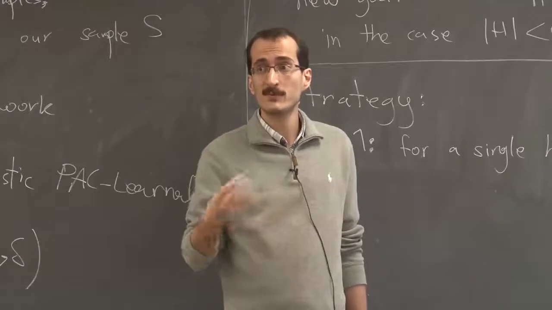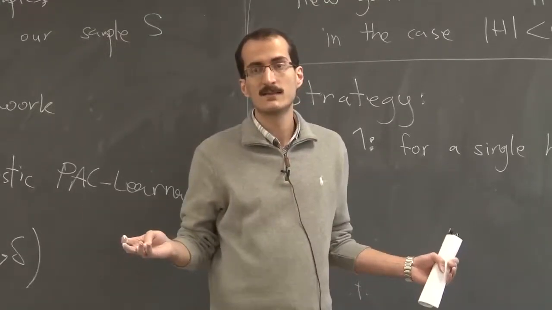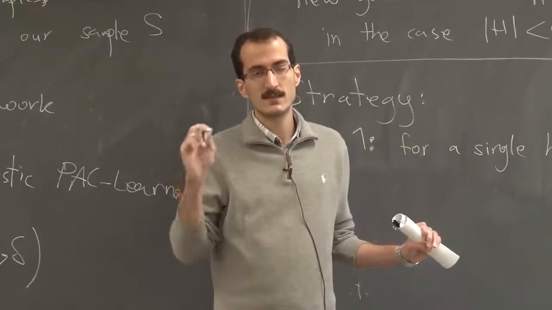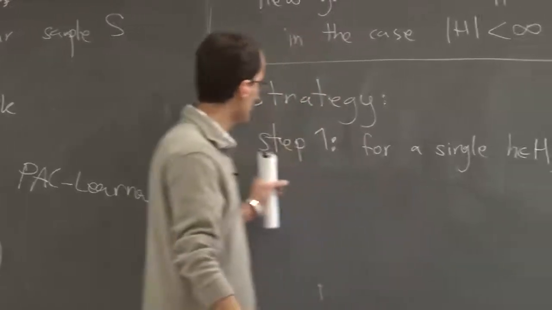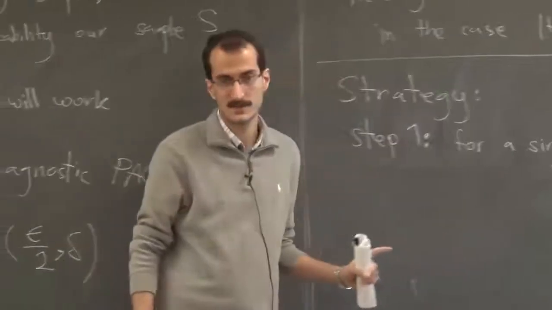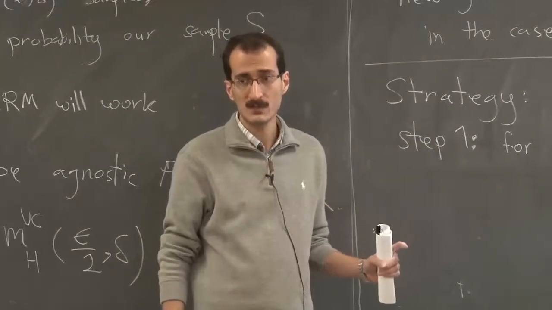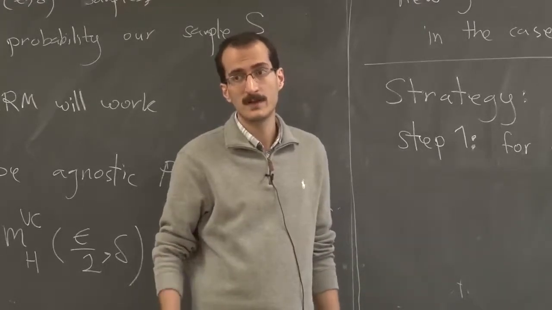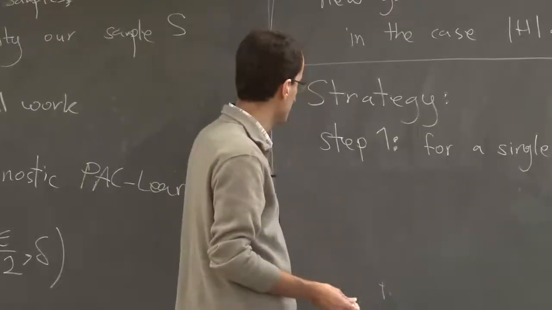In order to prove that, I need to show that for all of the hypotheses in the class, the empirical error is close to the true error. So let's start with just one hypothesis right now. For the first step, we want to prove that for a single hypothesis, the true error will be close to the empirical error if I have enough samples.